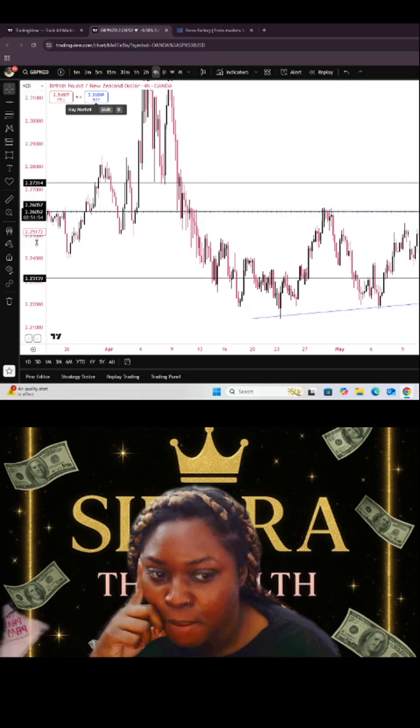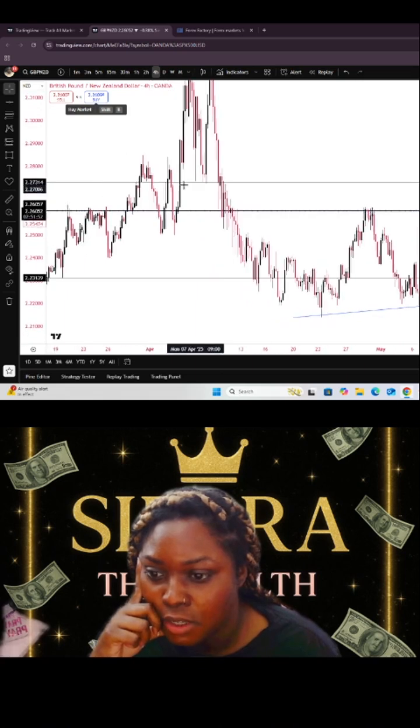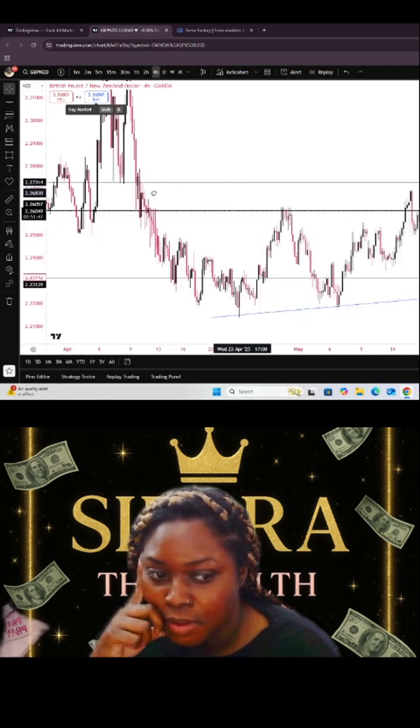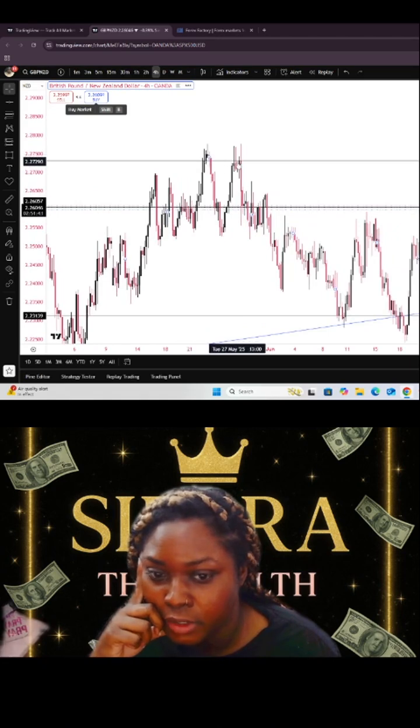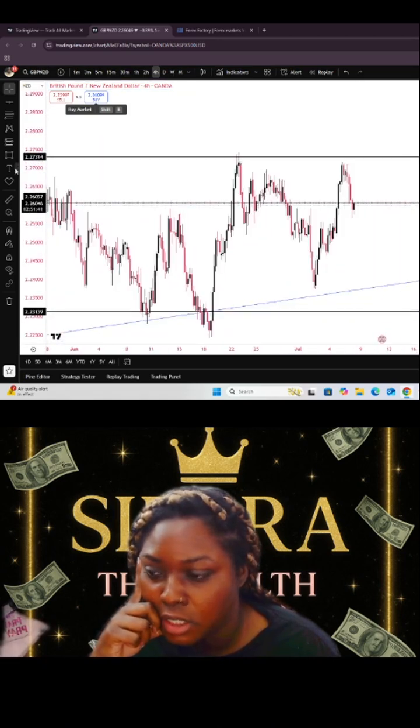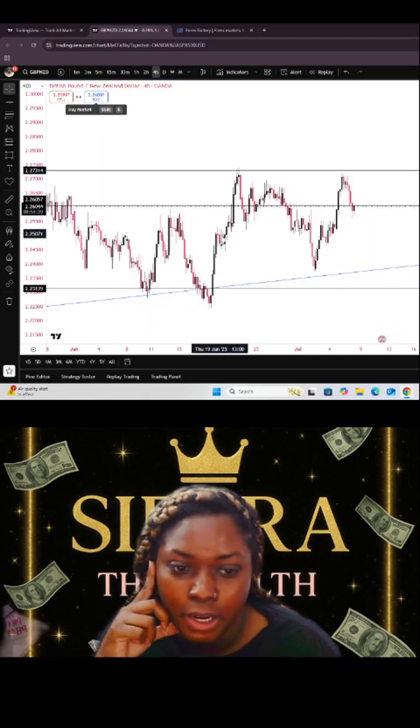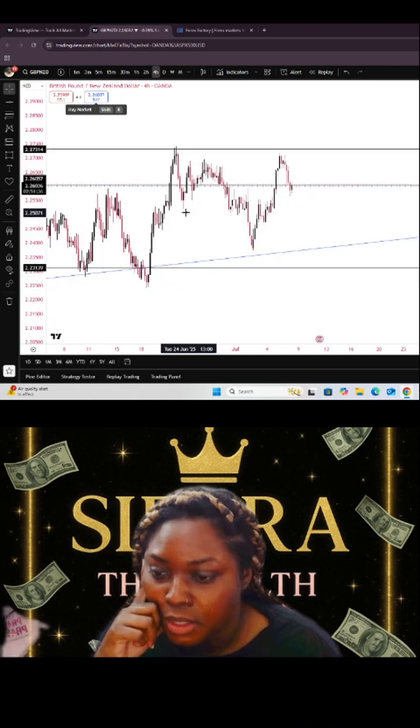Okay, and as you can see, this was our rejection area from this gap. We come back over to current price: rejection, rejection, rejection, rejection. So that's what we needed. Now, this is current price.